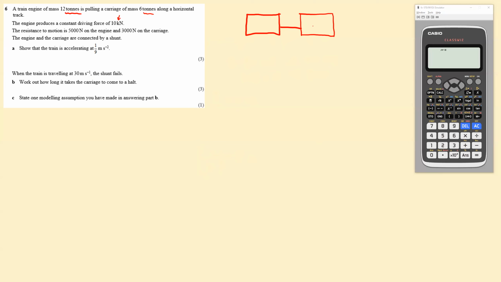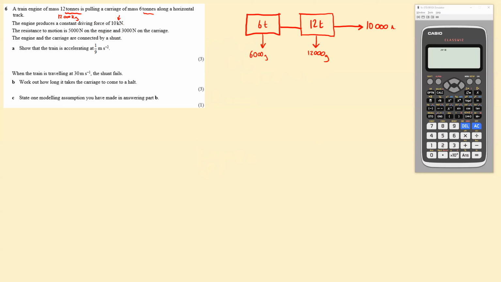The train itself is 12 tons, and this one is 6 tons. Now, remember 12 tons is 12,000 kg and 6 tons is 6,000 kg. So coming down here, I've got 6,000 g, 12,000 g. Now, in this, we're not going to use those. It's just on a fixed kind of line. The engine produces a driving force of 10,000 newtons.